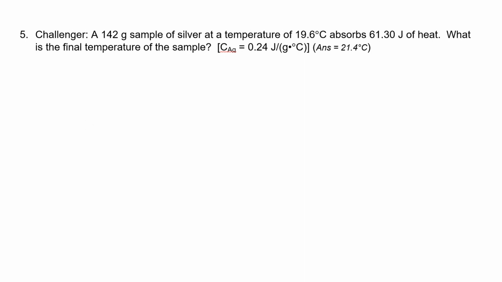Our last problem is the challenger. It says a 142 gram sample of silver at a temperature of 19.6 degrees Celsius absorbs 61.30 joules of heat. What is the final temperature of the sample? And then they give you the specific heat capacity of silver. It is 0.24 joules per gram degrees Celsius. So take a second now and write down everything you've been given in your formula. Pause the video, and then we will go from there.